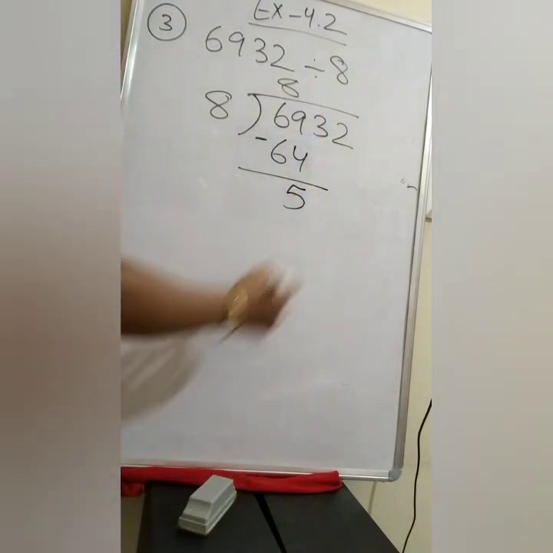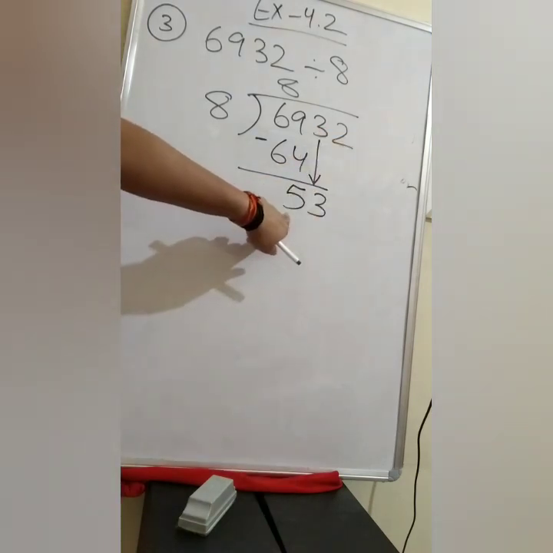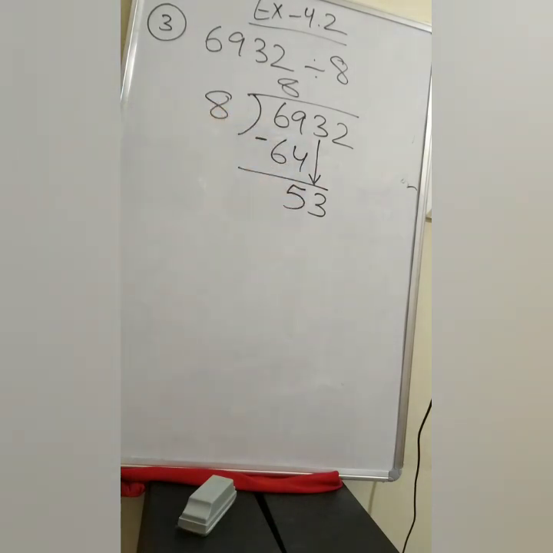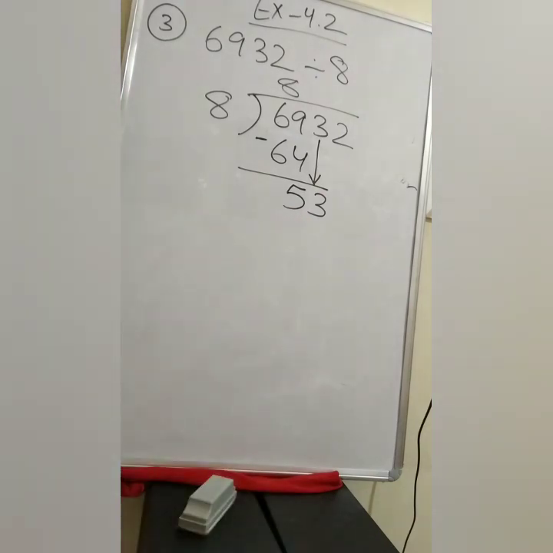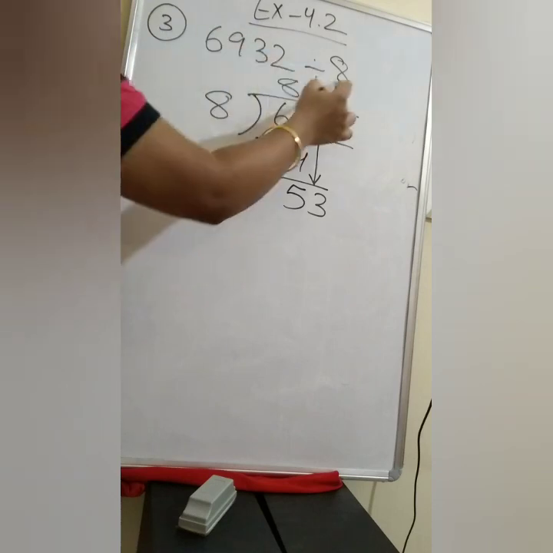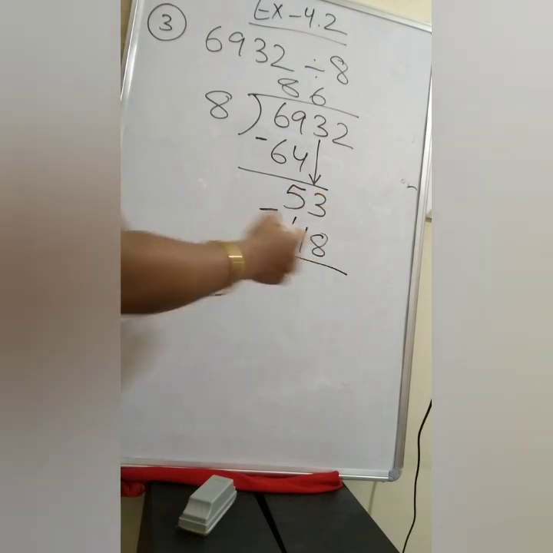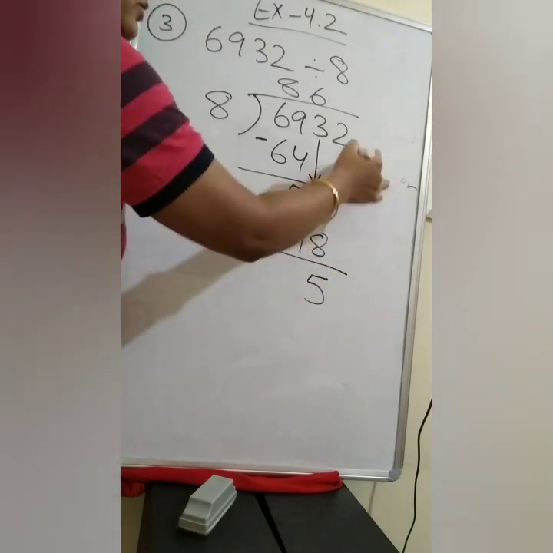This is your 5. Now this 3 will come here. Now it is 53. Okay children, it is 53. Now tell me, 8 5s are 40. 8 6s are 48. And 8 7s are 56. Again 8 7s are 56, it will cross 53. So we will take one number lesser, that is 8 6s, 48. Now subtract: 49, 50, 51, 52, 53. 5.